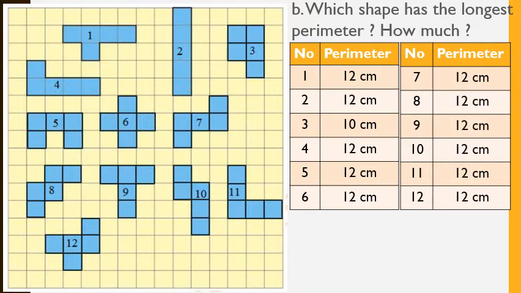So, the perimeter of shape 1 is 12 cm, shape 2 is 12 cm, shape 3 is 10 cm, shape 4 is 12 cm, shape 5 is also 12 cm. Perimeter of shapes 6, 7, 8, 9, 10, 11, 12 are all 12 cm. So, all the shapes except shape 3 have the longest perimeter, and that is 12 centimeter.